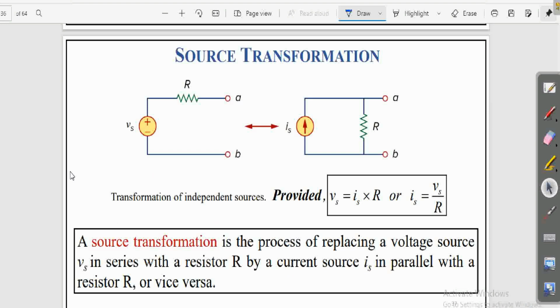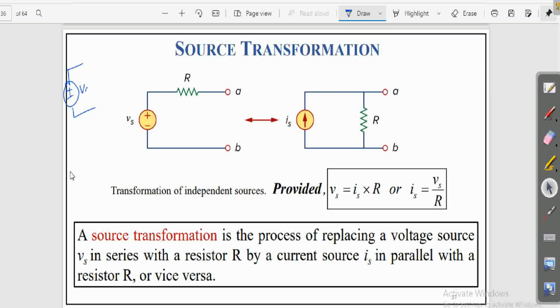So here you are having a voltage source. Always for the voltage source, the resistor is connected in series. For the current source, the resistor is connected in parallel. Because if you consider an ideal voltage source, there is no resistor. This resistance value is 0. Because for an ideal voltage source, Rs is equal to 0, that is replaced with a short line.